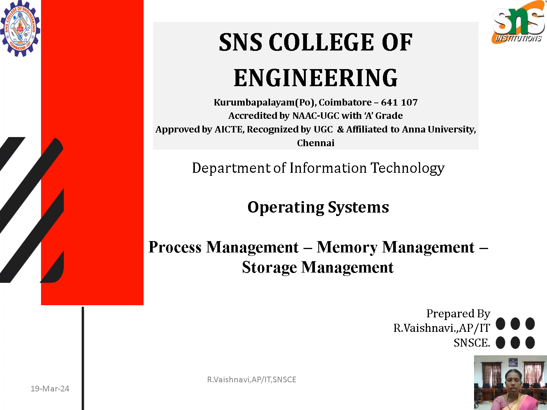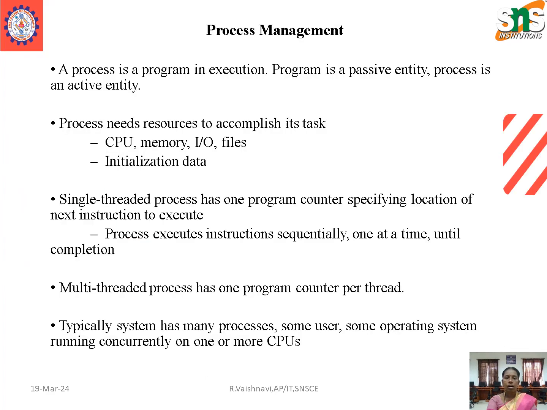Now we are going to see about process management, memory management, and storage management in operating systems. First one, process management. A process is a program in execution. Here, a program is a passive entity. A process is an active entity. A process needs resources to accomplish its task, that is CPU, memory, input-output devices, and files.